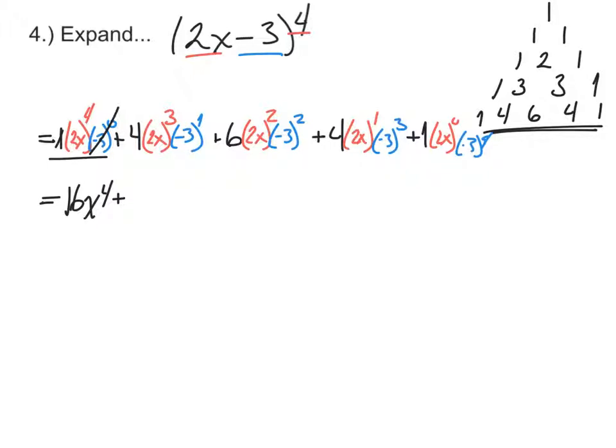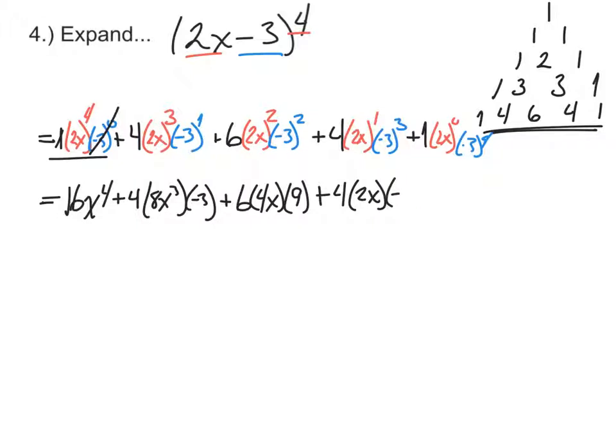And how I mean that is first deal with that power, 2x to the 3rd. Rewrite that as 8x to the 3rd times negative 3. Next, 6 times 2x squared is 4x squared, and negative 3 squared is positive 9. 4 times 2x and negative 3 to the 3rd is negative 27. And finally, we got a 1 and a 1, and negative 3 to the 4th is 81.